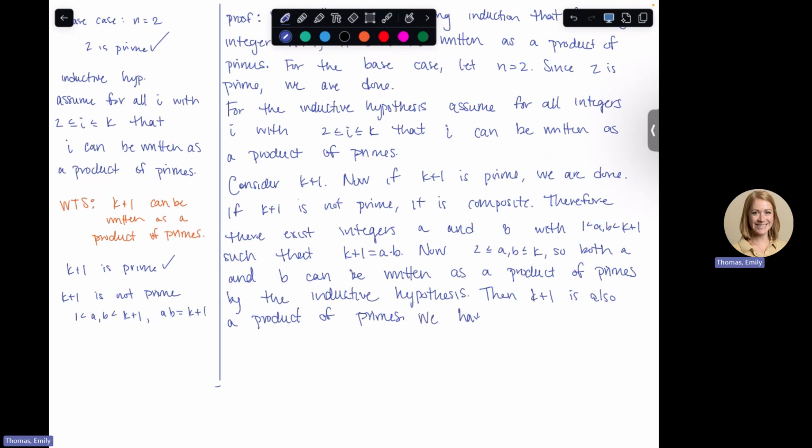We have shown, boy, my hand hurts, shown by induction, strong induction, that all integers n greater than or equal to 2 can be written as a product of primes.